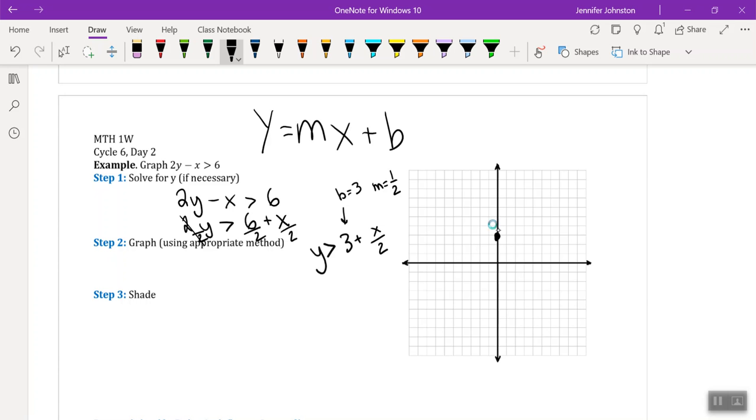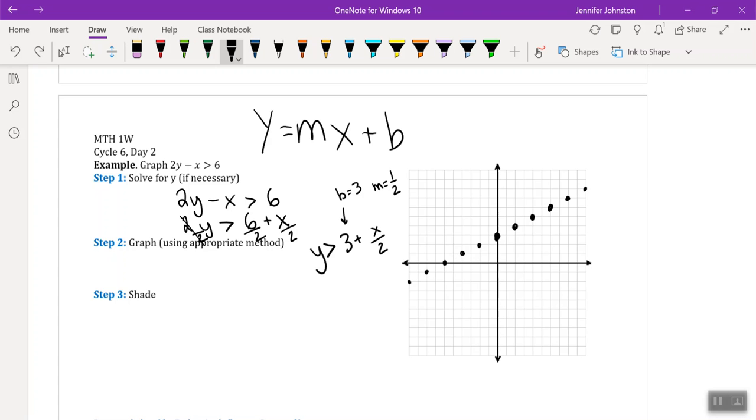Next, we're going to go up 1 to the right 2. Up 1 to the right 2. Up 1 to the right 2. Or we can go down 1 to the left 2. It's the same thing. And do that to cover your page so you have your nice straight line covering all the points, so that you can see that this line is right here.